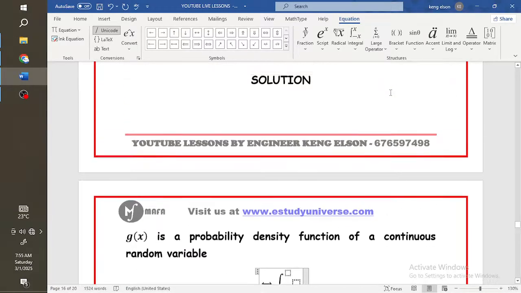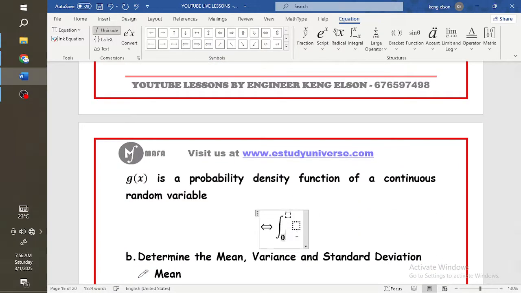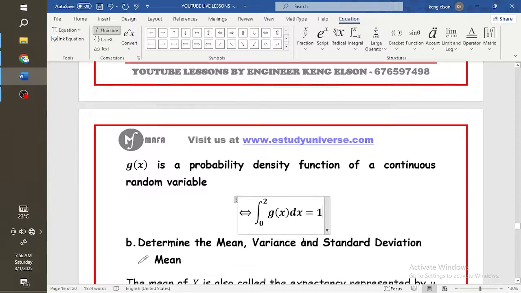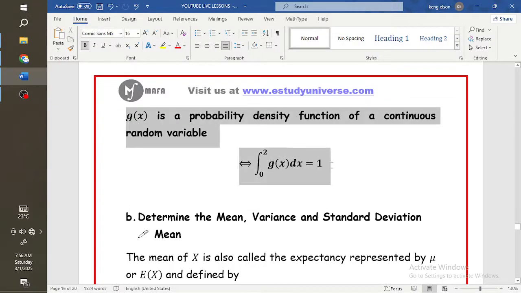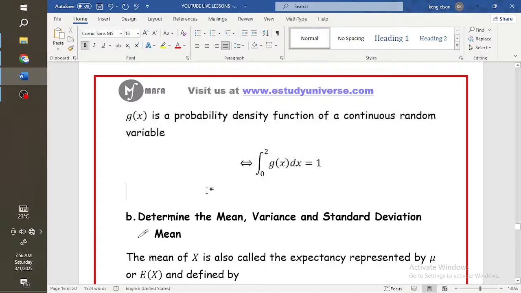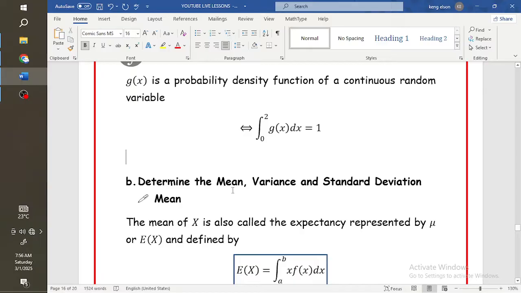now g of x is defined over the interval 0 to 2. So the integral from 0 to 2 of g of x with respect to x must be equal to 1. Okay, so that's the definition. Then after writing this, I now have to find the integral. If the answer gives me 1, then I'm certain that yes, g of x is the probability density function of a continuous random variable.